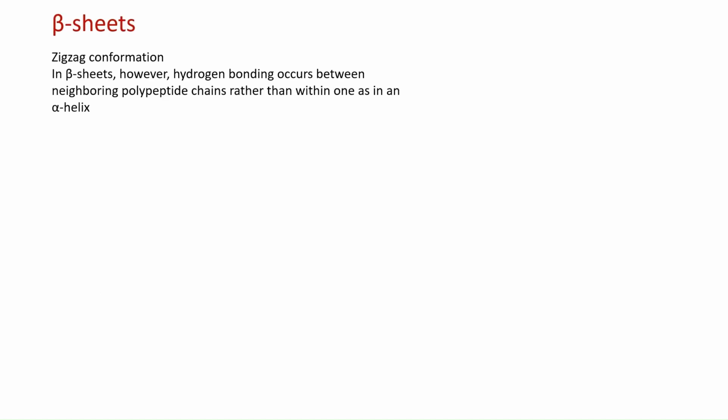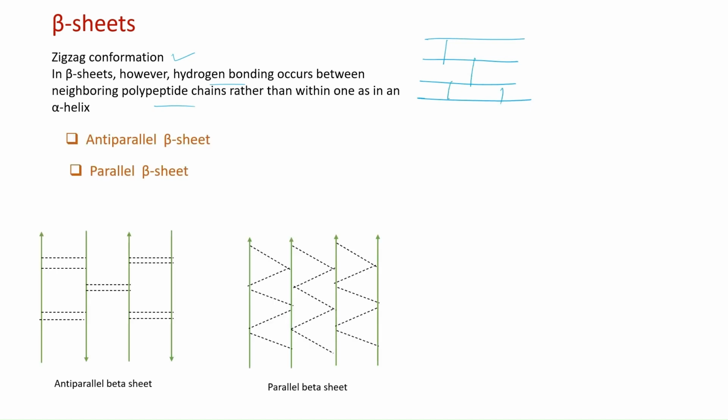Next is beta sheets. It is of a zigzag conformation. The beta sheets are also stabilized by hydrogen bonding between the neighboring polypeptide chains. The chains in the beta sheets are arranged like this. Okay, and the hydrogen bond is present between the adjacent chains. The beta sheets can be found in the parallel and antiparallel form.